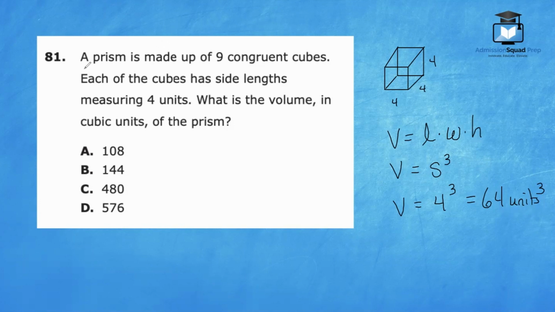The problem also states that the prism is made up of 9 congruent cubes. So there's 9 of these figures in the prism. So we can take 64 and multiply it by 9. 9 times 4 is 36, and 9 times 6 is 54, plus 3 is 57. So the total volume is 576 cubic units. The correct answer is choice D.